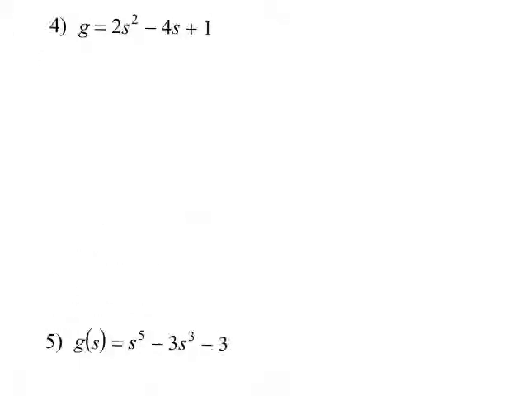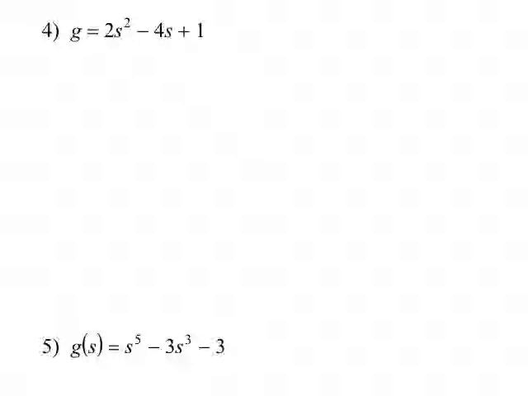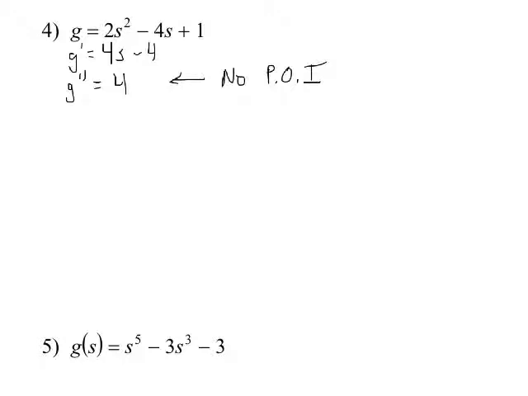All right, so problem 4 is a quadratic, which is even easier. So for a quadratic, our g prime is going to be 4s minus 4, and our g double prime is equal to 4. So we ask ourselves, where does that equal 0? And 4 never equals 0, so there's no points of inflection, which means this function is either concave up everywhere or concave down everywhere. Because g double prime is always positive, this is always concave up, from negative infinity to infinity.